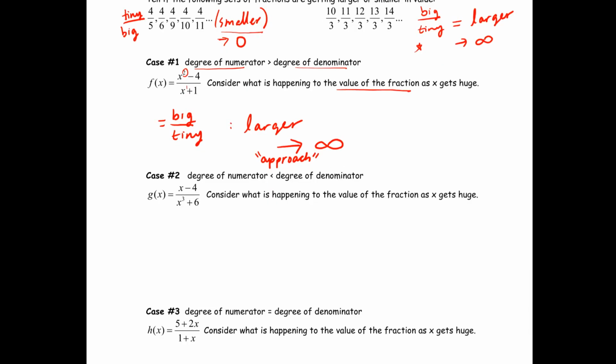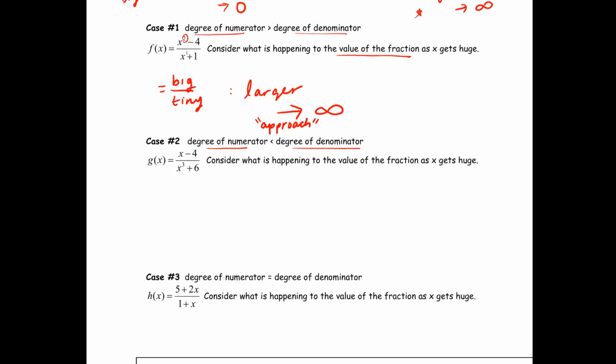Okay, case number 2. What if the degree of the numerator is less than the degree of the denominator? Consider what is happening to the value of the fraction as x gets huge. So if I have a smaller number, so the fraction is tiny over bigger, it gets bigger and bigger and bigger in the denominator, what's going to happen to the value of that fraction? It's going to get smaller, and specifically it's going to approach 0.